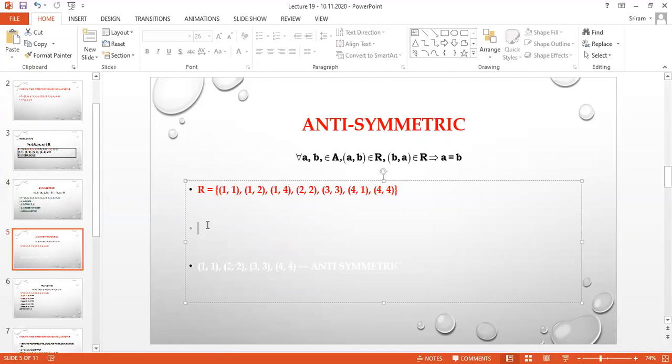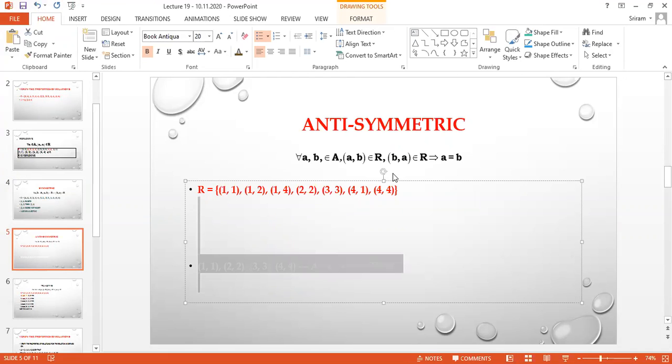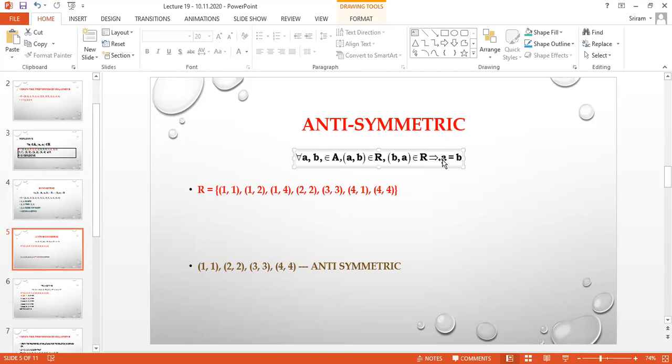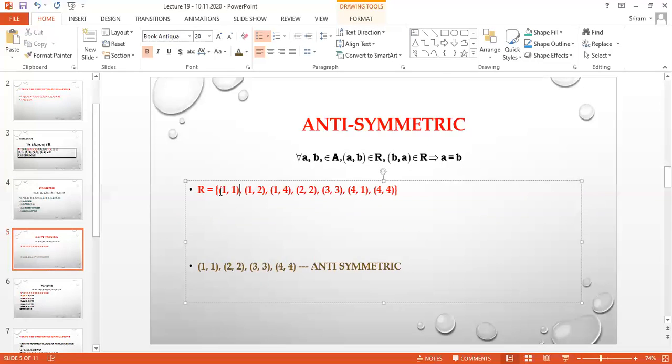Now, I am going to check here. Does it exist? It is only for 1, comma 1, 2, comma 2, 3, comma 3, 4, comma 4. Isn't it? I have only this part because of the meaning of A is equal to B. My A and B values, both the numbers, my first number and the second number should be equal. I am going to check whether I have the same pairs or not. Yes, 1, comma 1 exists, 2, comma 2 exists, 3, comma 3 exists, and 4, comma 4 exists.